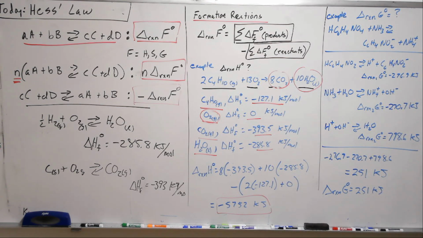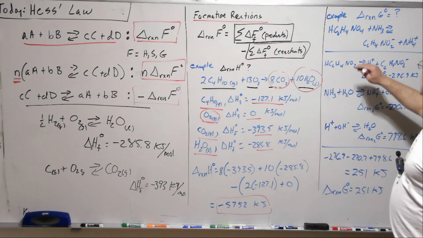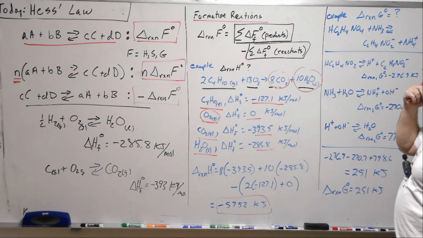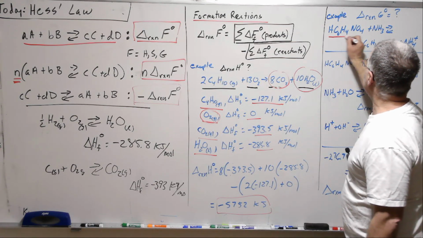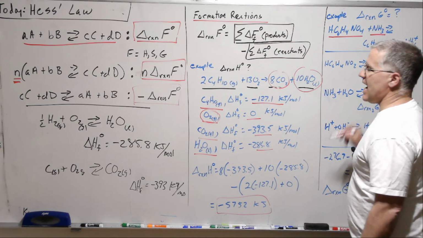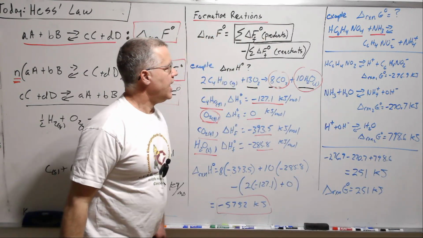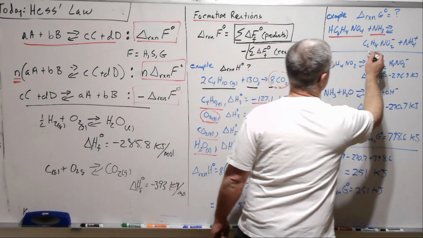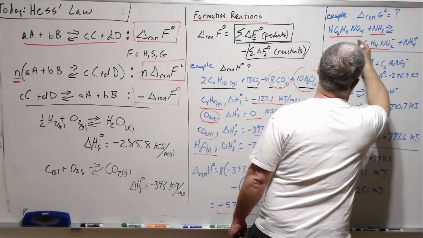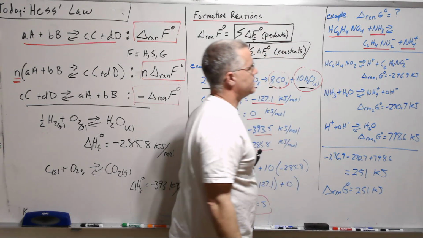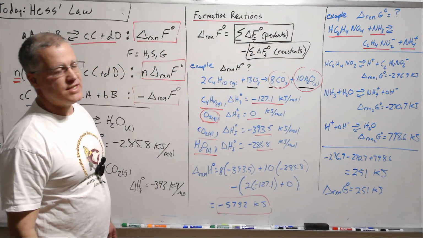Now, let's do another example, not with formation reactions, but just a general Hess's law example. Let's take this molecule, which happens to be niacin, and react it with ammonia. So we're going to take niacin plus ammonia, and it will form this conjugate base and an ammonium ion. And we want to know what's the delta G for that.